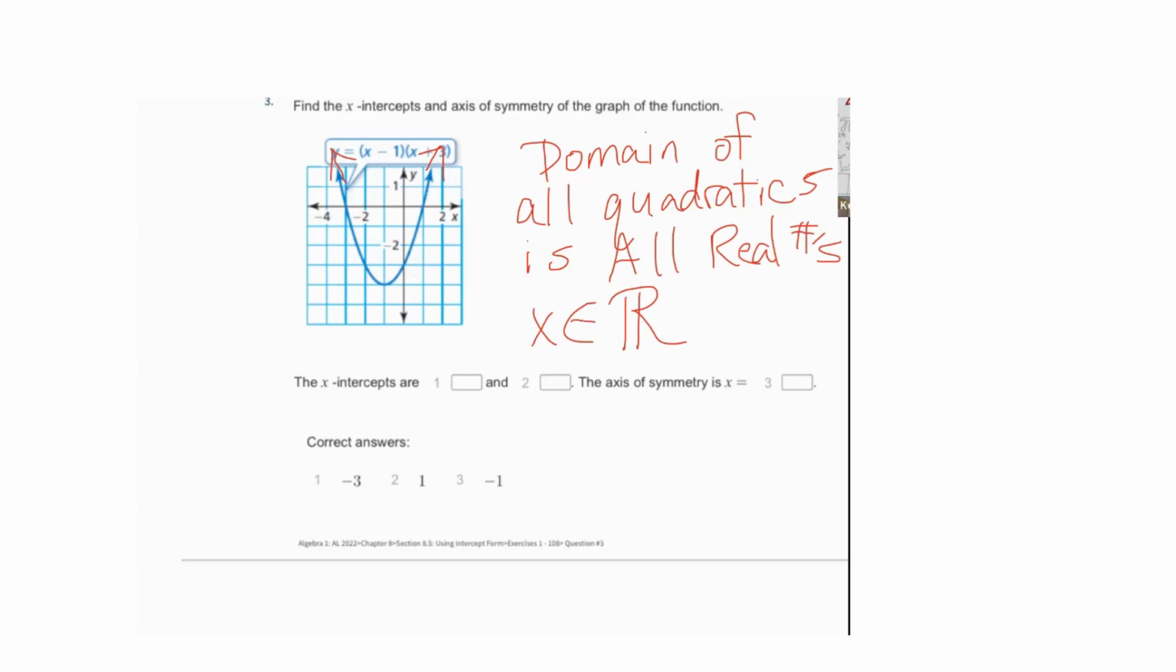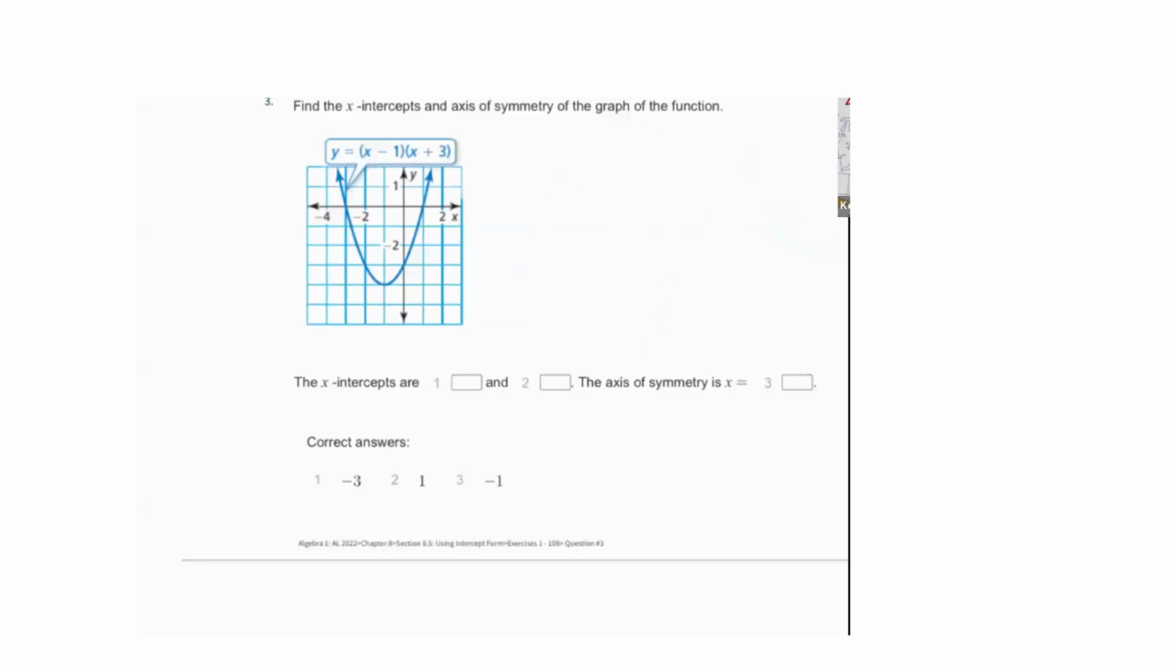Okay. Now, the range is different on every quadratic function. So we talked just a second ago about how the minimum for this one is y equals -4. So the range is how high does it go, or how low. That's range. We're always talking about y. So in this case, the range would be y is greater than or equal to -4.